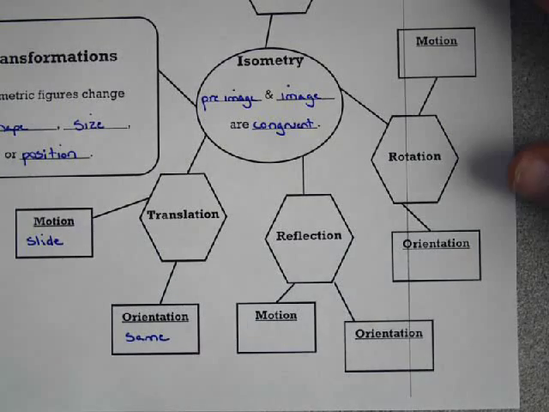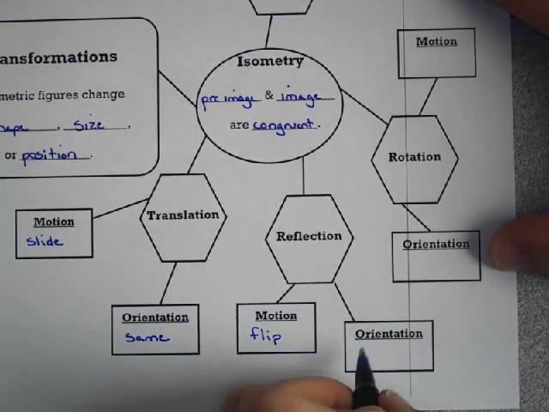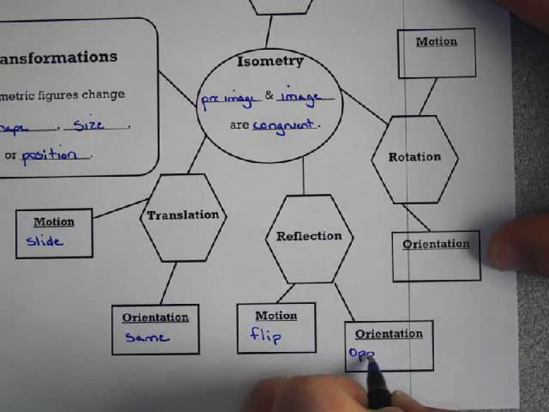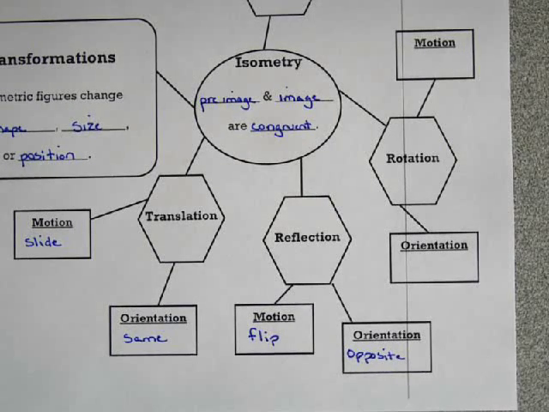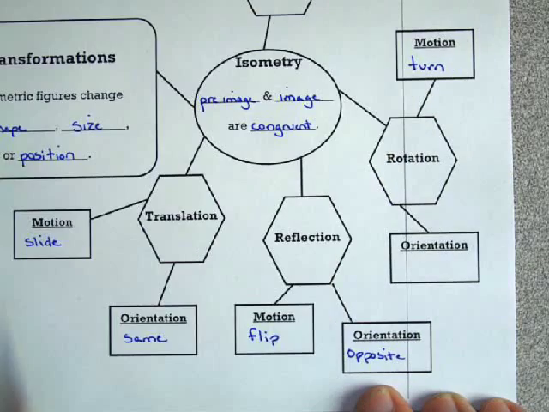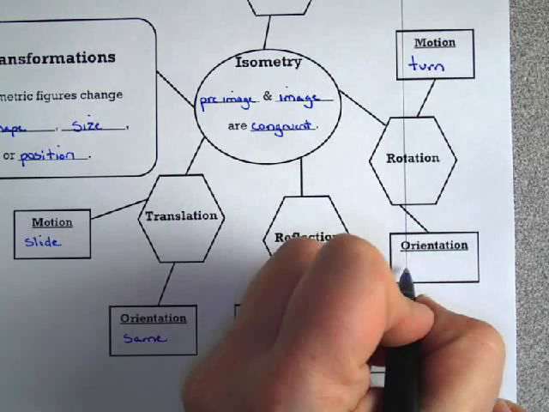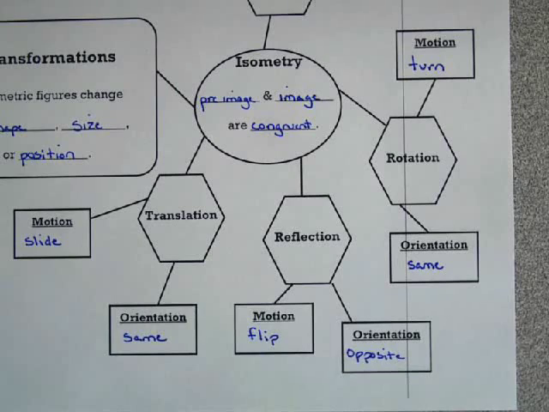You can have a reflection, which is basically a flip. The orientation will be opposite. So if you read the name clockwise for the pre-image, you'll read the name counterclockwise for the image. And then a rotation is a turn, and the orientation stays the same, meaning, again, the way you read the points, you'll still be reading clockwise or counterclockwise.